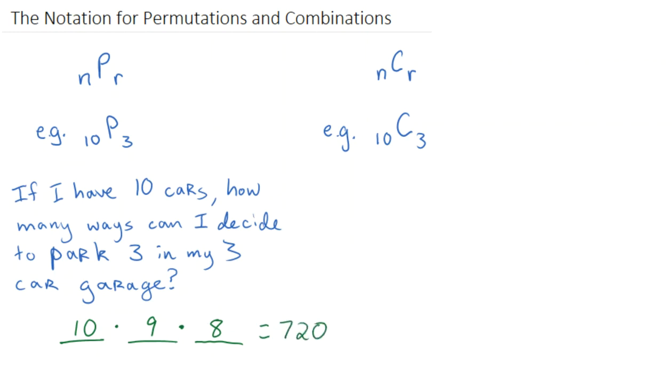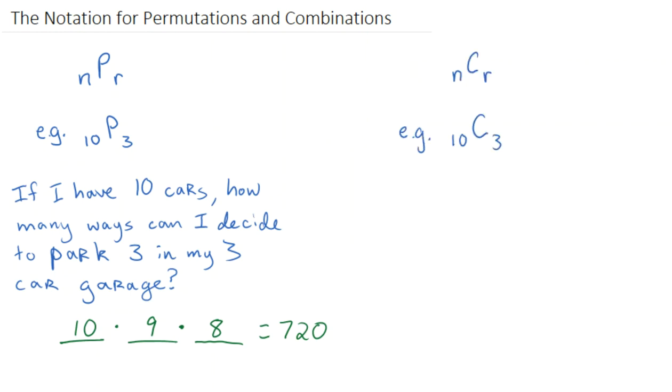So the notation doesn't change anything about how you calculate it. It's just a shorthand way of writing what it is we're talking about. So the first number represents how many total things we are working with, and then the second number represents how many of those I'm going to permute. Or you could think of the second one representing how many slots you're trying to fill.